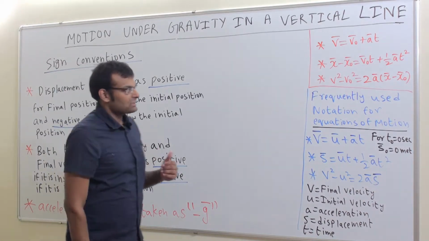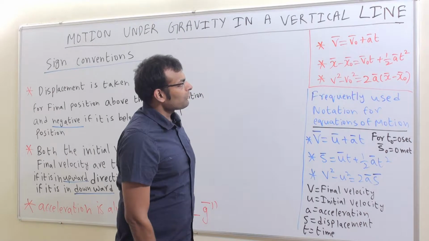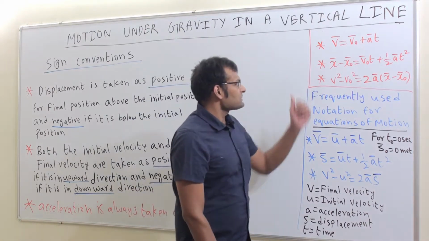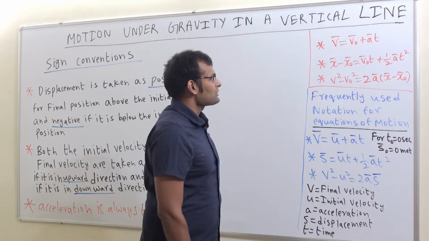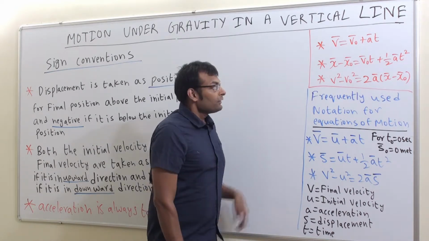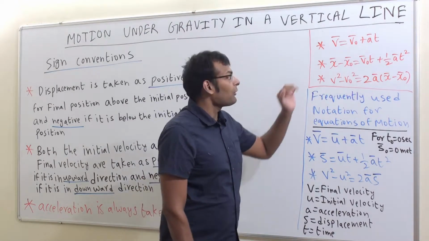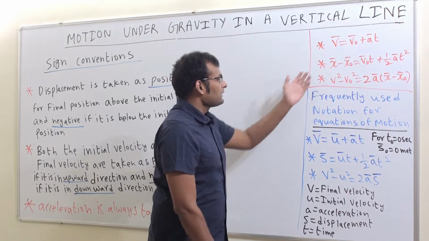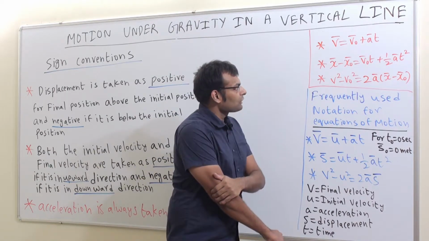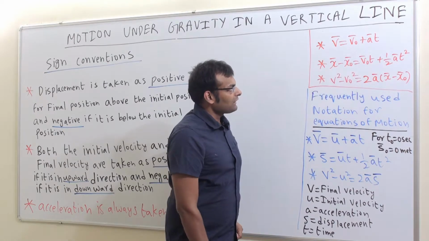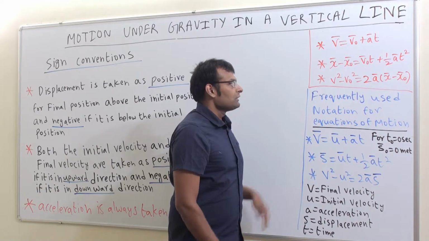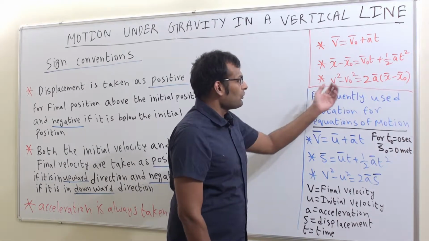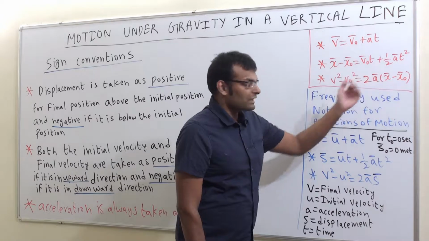Before I get into the discussion, let me revise the formulas of equations of motion that we have discussed in our previous class. So you can see I have used the notations v bar is equal to v naught bar plus a bar t. Why am I writing a bar above v, v naught, a? Because they are vector quantities. And here, x bar minus x naught bar is equal to v naught bar t plus half a bar t square. And the third equation goes like this: v square minus v naught square is equal to 2 a bar times (x bar minus x naught bar).